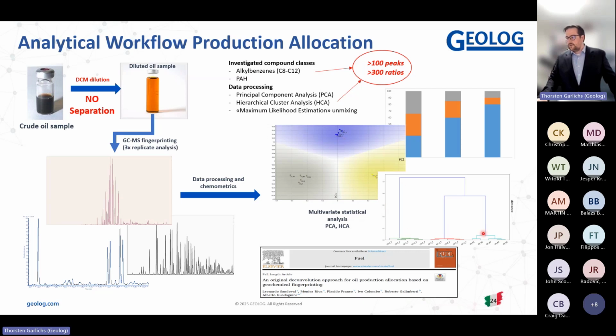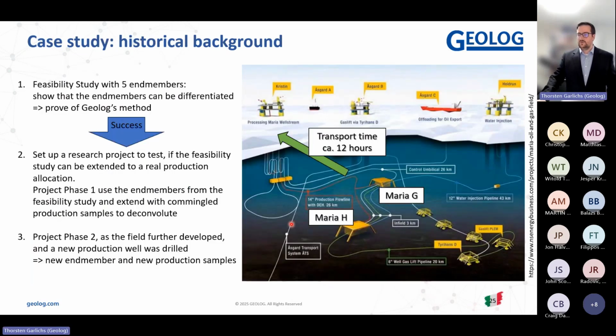This is one example for hierarchical clustering. This is another example for principal component analysis, and this could be one example for an unmixing of 3 different end members. When you are interested in the methods, you can use the article presented by Sandoval et al. in Fuel, an original deconvolution approach for oil production allocation based on geochemical fingerprinting. We go back and now know that we have a different new method. What is the case history for the Maria field?